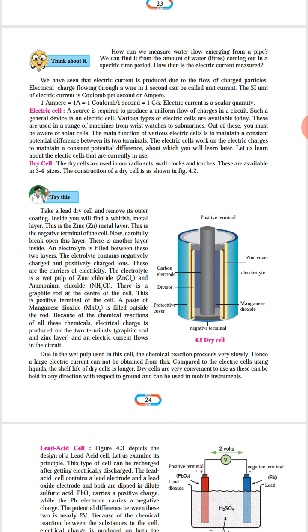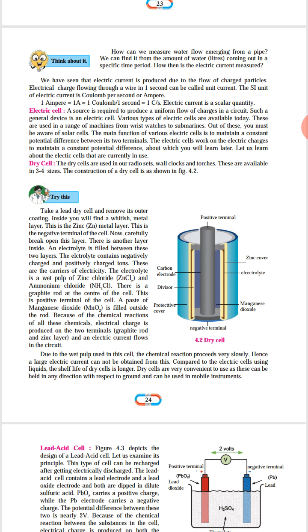An electrolyte is filled between these two layers. The electrolyte contains negatively charged and positively charged ions. These are the carriers of electricity. The electrolyte is a wet pulp of zinc chloride and ammonium chloride. There is a graphite rod at the center of the cell. This is the positive terminal of the cell. A paste of manganese dioxide is filled outside the rod.